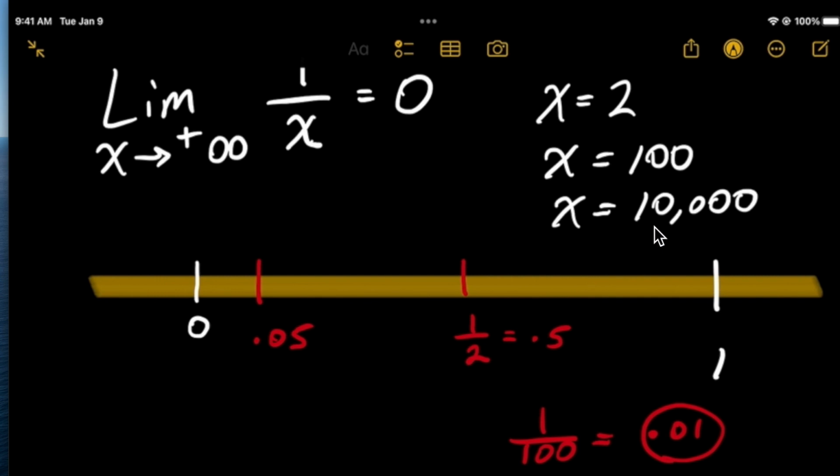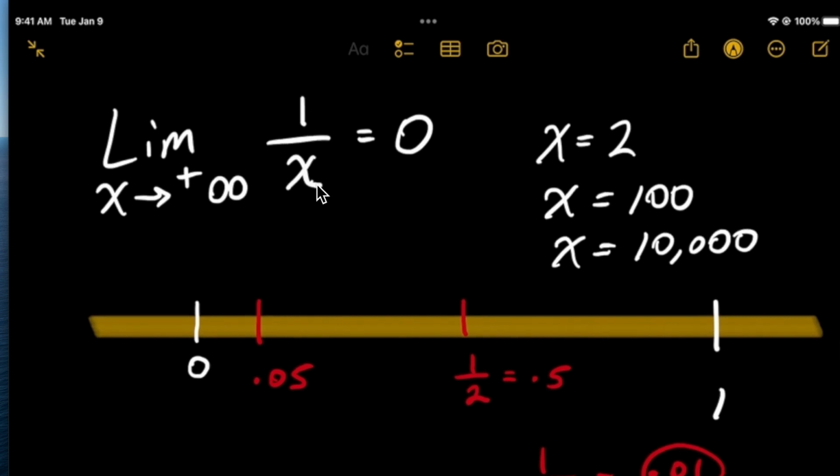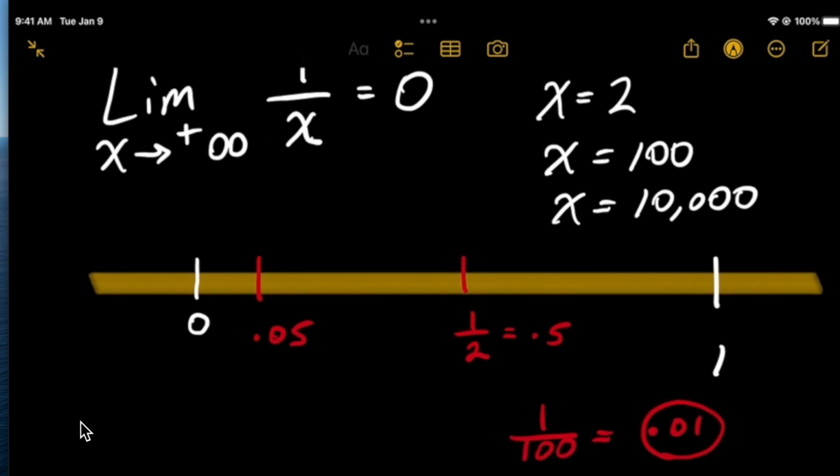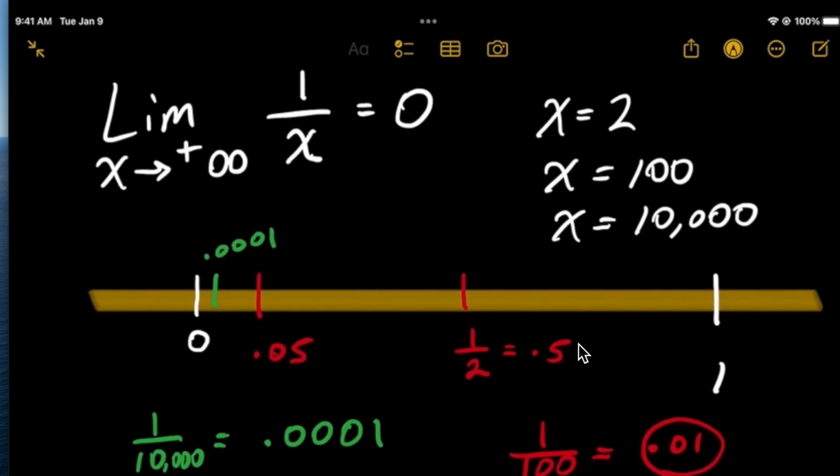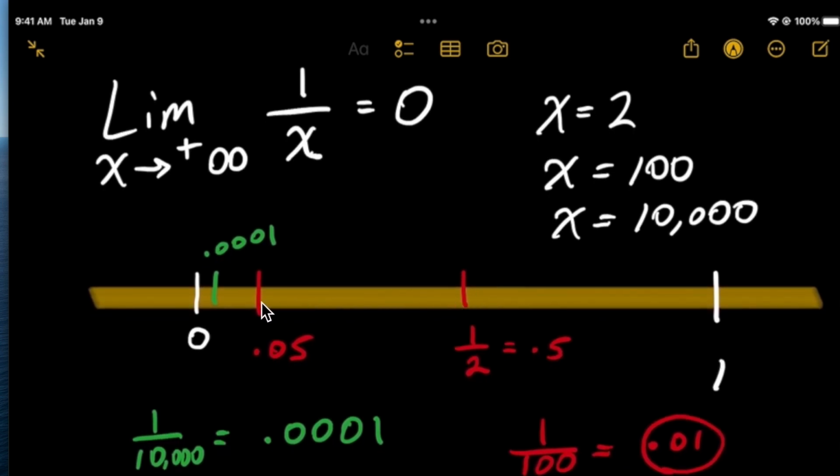Finally, we're going to let x equal 10,000. If we make this denominator bigger, the entire fraction gets smaller. So now we're going to have 1 over 10,000. As a decimal form, that's going to be, let's see, tens, hundreds, thousands, 10,000s, 0.0001. Folks, that's going to put us right here. And look at the trend. As this x is getting larger and we plot it on the number line, we are moving inexorably towards 0.